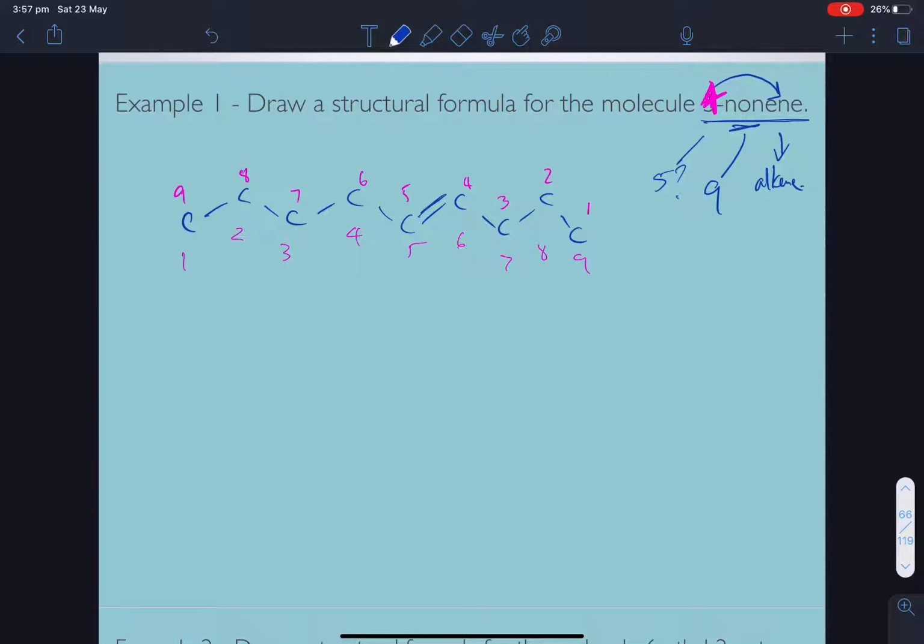Anyway, 1, 2, 3, 4 up the top side is the correct way, and we're drawing the structure of 4-nonene. Okay, so what I could do is go through and put in all my hydrogens. Alright, but you can see that's going to be tiresome. We've got a long one. What I'm going to do is do an abbreviated one.